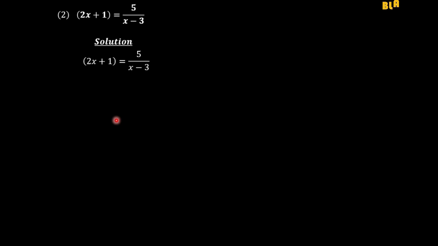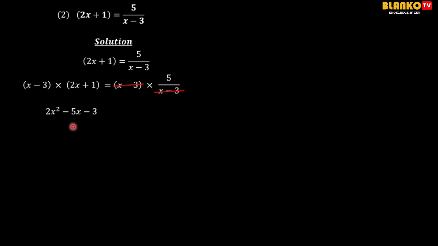Alright, so we multiply through by x minus 3. We multiply both sides by x minus 3. So we have (x-3) multiplying (2x+1) equals (x-3) multiplying 5 over (x-3). I hope you're following it. So x minus 3 cancels out on the right hand side. Now let's multiply (x-3) by (2x+1). And that is going to give us what? 2x squared minus 5x minus 3 equals 5.